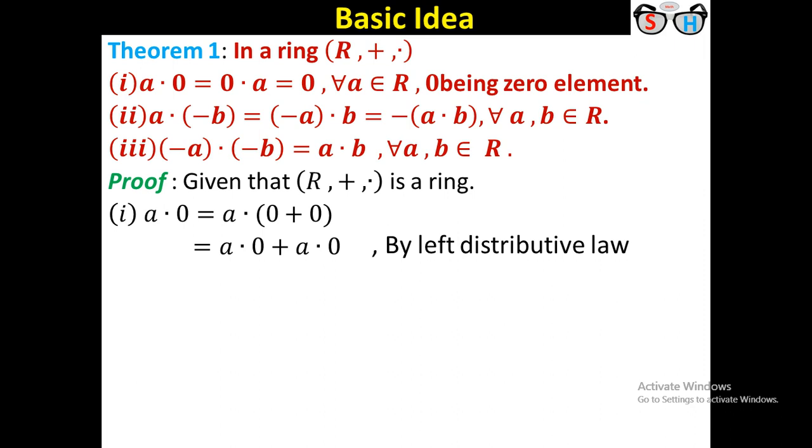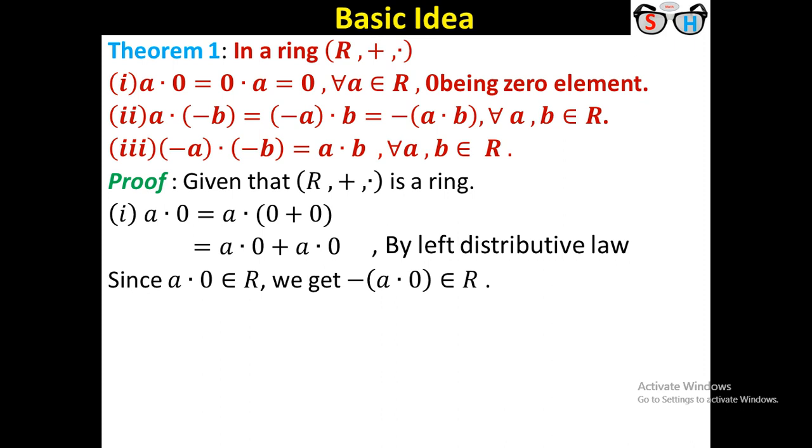Therefore this element a dot 0 must be an element of R. So a dot 0 belongs to R implies that minus a dot 0 belongs to R, because minus of a dot 0 is the additive inverse of a dot 0. So minus a dot 0 must belong to R, and the addition of those two elements must be 0. That is, a dot 0 plus minus of a dot 0 must be 0, as well as minus of a dot 0 plus a dot 0 must be 0.